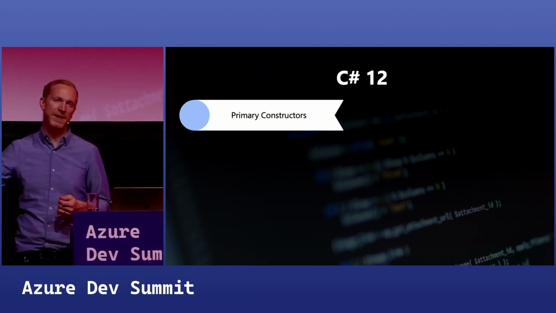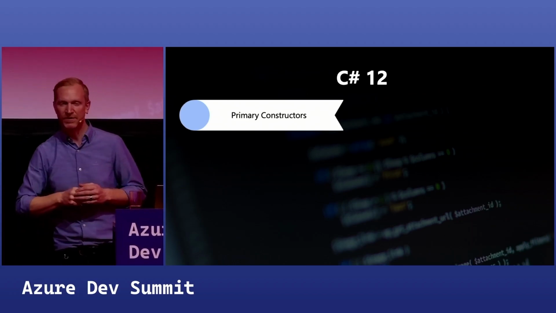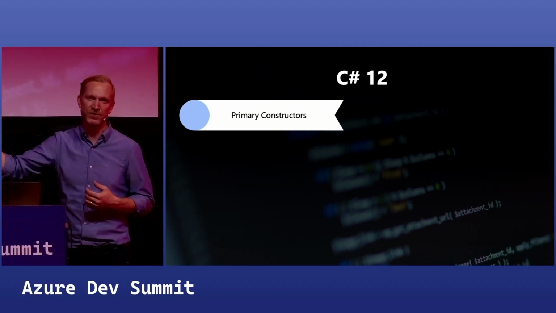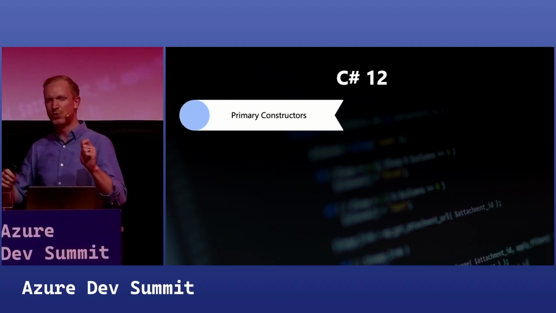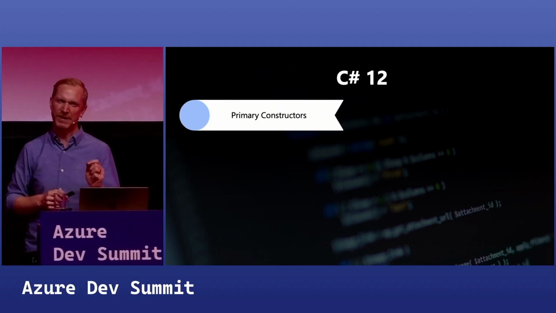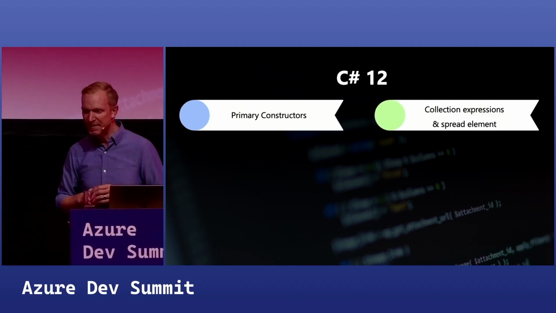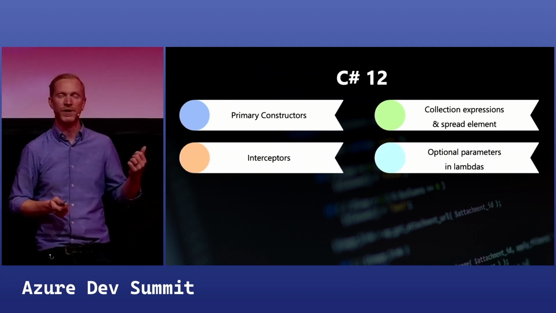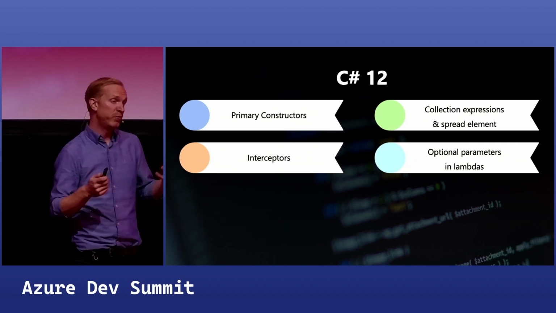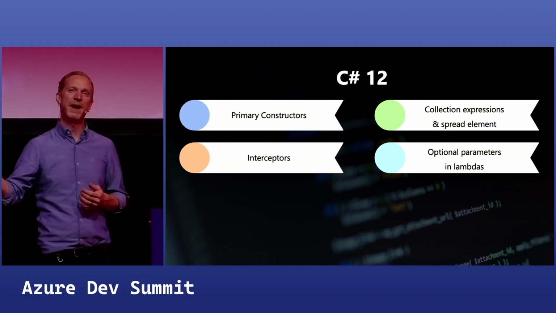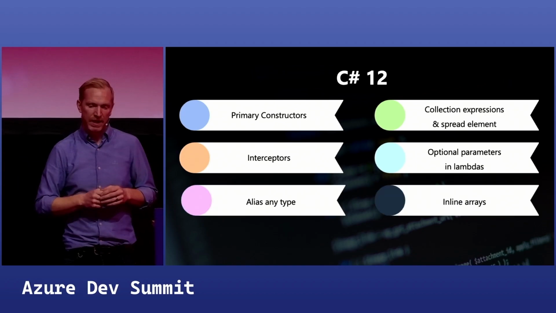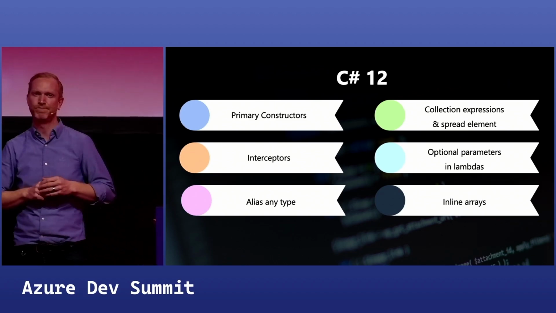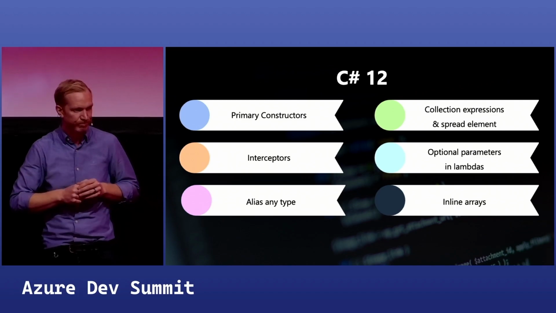But the difference is that they add this to classes instead. Instead of requiring us to have a record that's simply an immutable class, they allow us to do a similar approach on classes, but slightly different. They also add the collection expressions and the spread element. There's interceptors, which is great for source generators. There's optional parameters in lambdas, again, making it better for minimal APIs. And alias any types, inline arrays, they're more suited towards very specific scenarios.